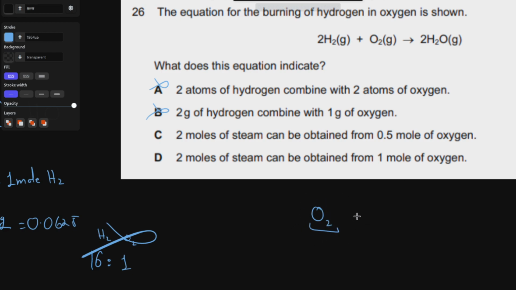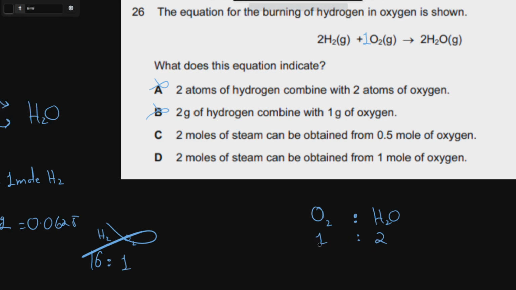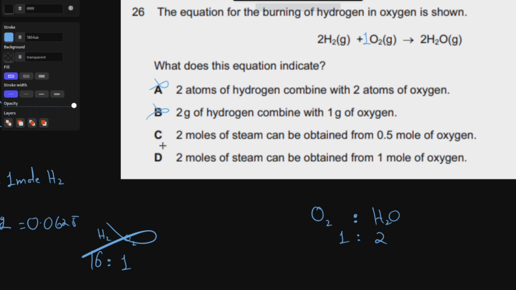Then that means that O2 with the ratio of H2O would be what? There is nothing written here for the space of oxygen, then that means that it represents 1. There is something written here and that is 2, then that means that 2 moles of water are made for every 1 mole of oxygen. Alright, so we get the ratio 1:2. So this is also not the answer. This last option is saying 2 moles of steam can be obtained from 1 mole of oxygen. We've just confirmed that that is the case, and that is indeed the answer.